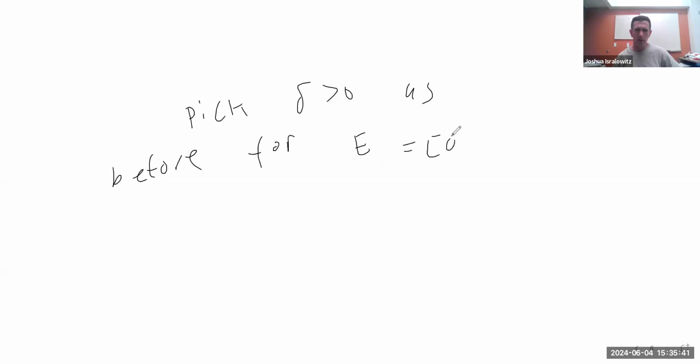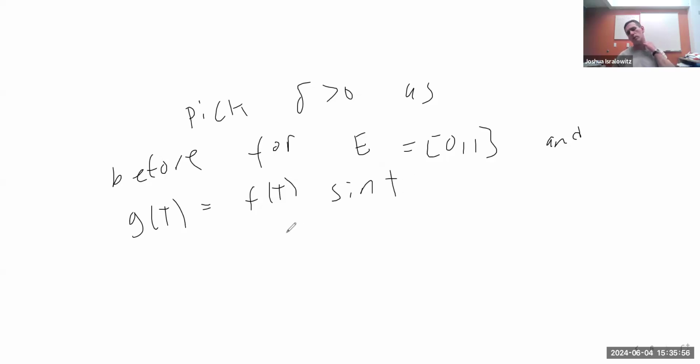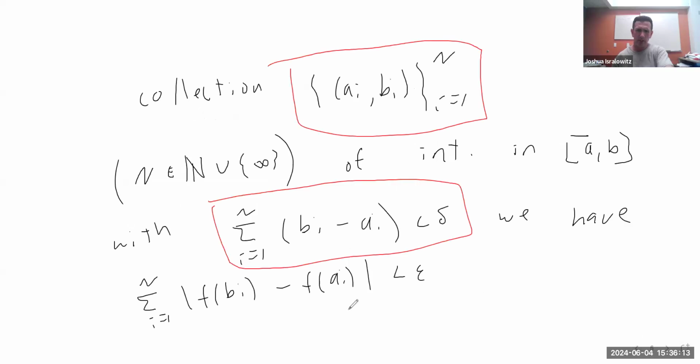E here is 0 to 1, and g is just f of t. It's certainly L1 because f is integrable. Yeah, f is Lebesgue integrable over 0 to 1. That's what the problem says. So our task is to show that this sum here is less than epsilon.